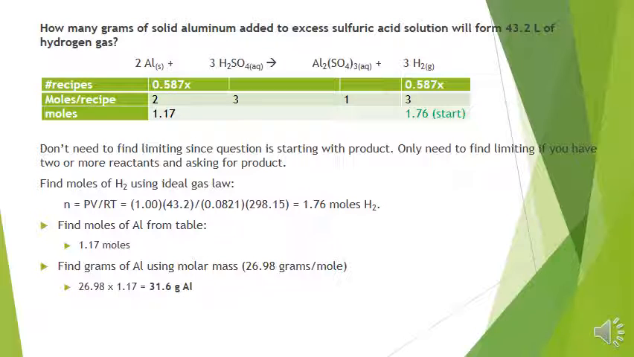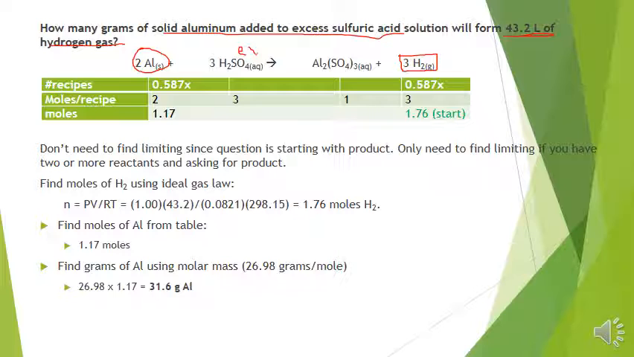Next problem. How many grams of solid aluminum added to excess sulfuric acid will form 43.2 liters of hydrogen gas? So what I'm going to be finding out is how many grams of aluminum. What I'm given is how much hydrogen gas is formed, and I'm told that the sulfuric acid is in excess.